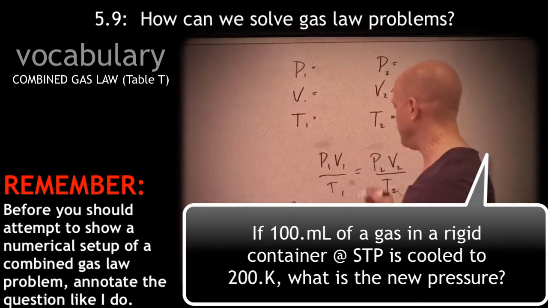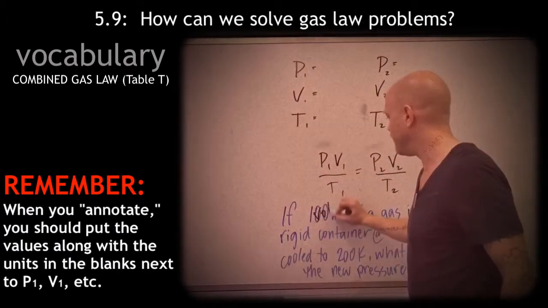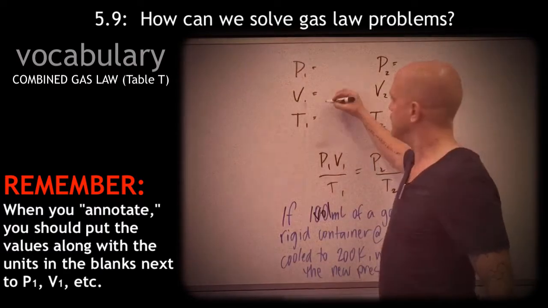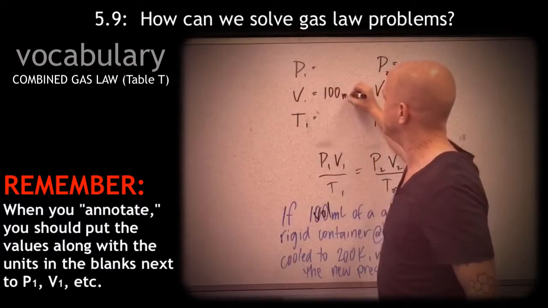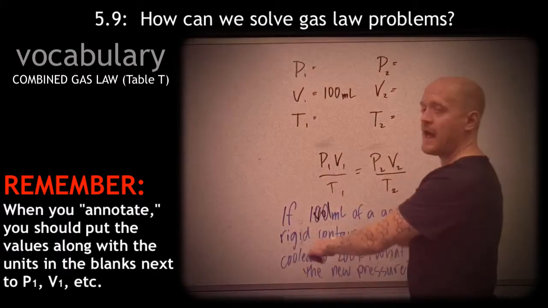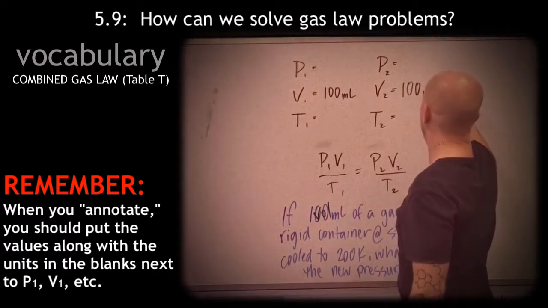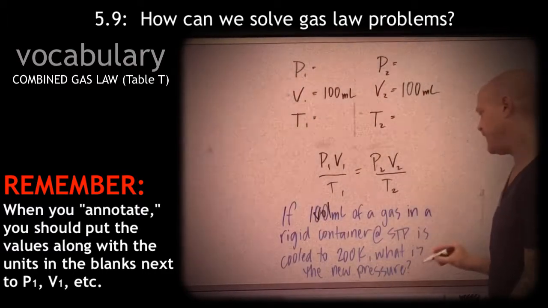Now, the next thing we want to do is annotate. This 100 milliliters is volume. And it says rigid container, which means the volume doesn't change. So the final volume is also 100 milliliters.